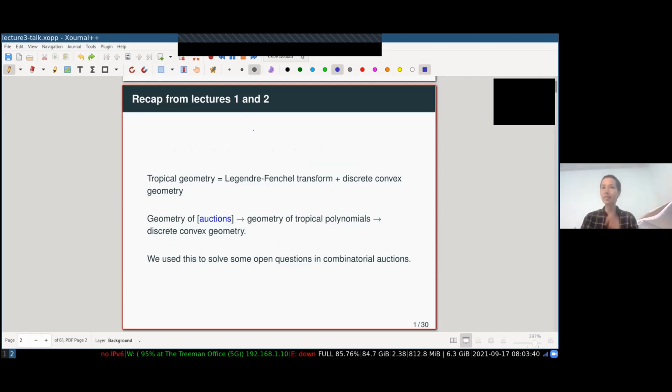Okay. So here are some recaps from lectures 1 and 2. At least for this series, tropical geometry really just means taking the convex transform of a piecewise linear convex function. Once we've done so, we have a set of points, some point configuration. We take the convex hull and we look at the regular subdivisions. That turns out to contain a lot of interesting combinatorial information on the original object where this tropical geometry came from. Using that strategy, last time we turned questions on auctions into questions about discrete convex geometry, upon which we could give solutions.